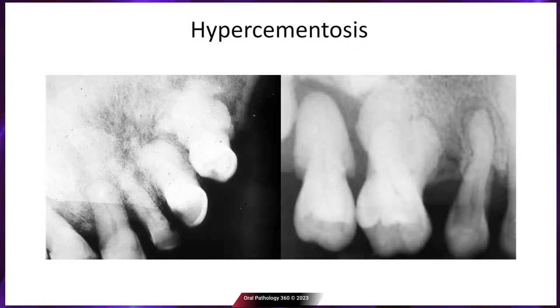So here's hypercementosis, the one on the left here, with the patchy cotton wool appearance in the bone, is a hypercementosis which has occurred in Paget's disease. And then you can see in the right-hand figure here that there is marked loss of support around these teeth, and that has probably at least contributed to the hypercementosis that we see on all of the teeth in this periapical radiograph.